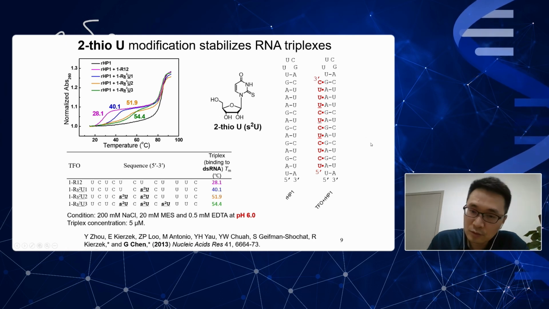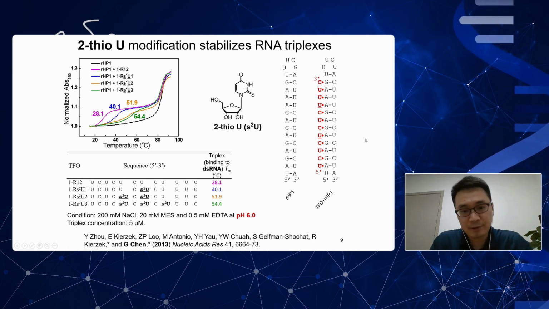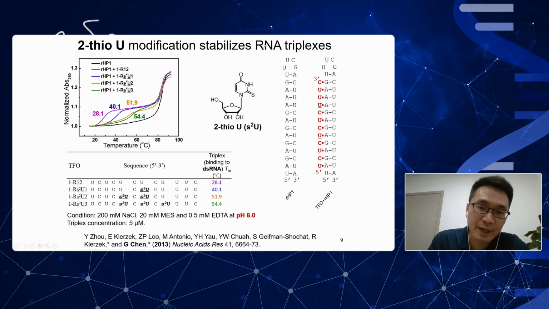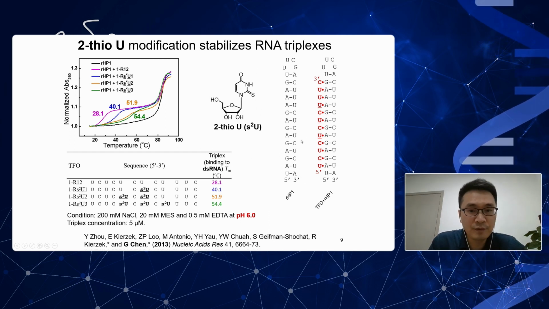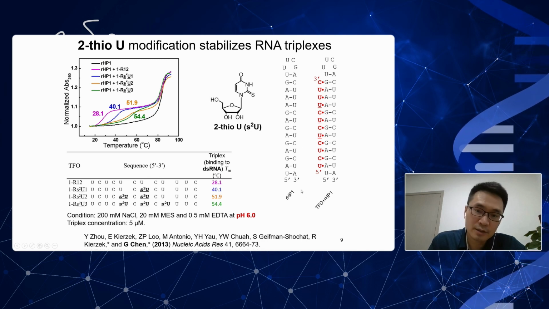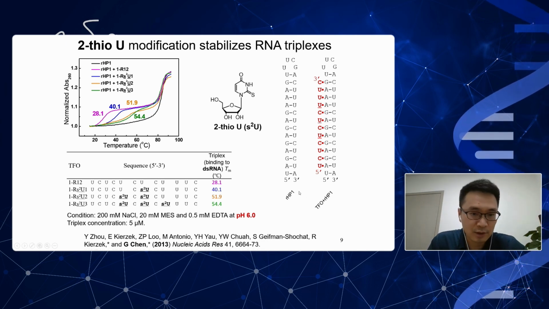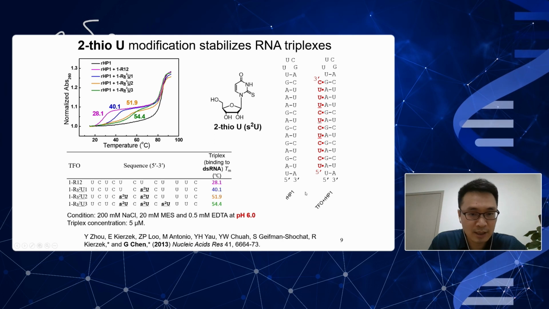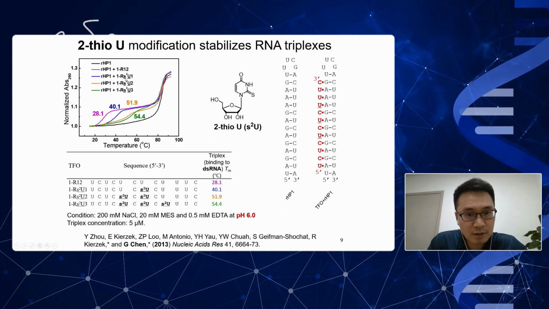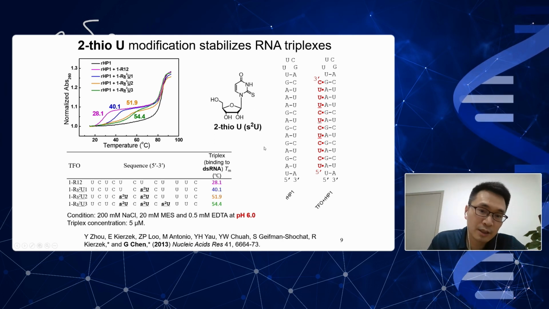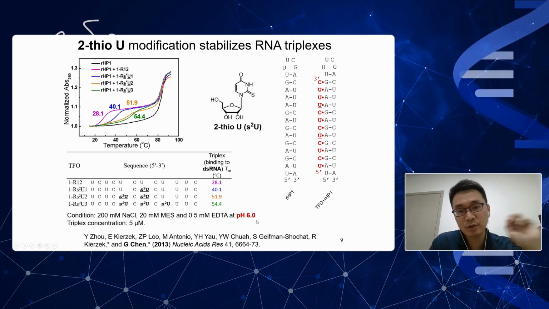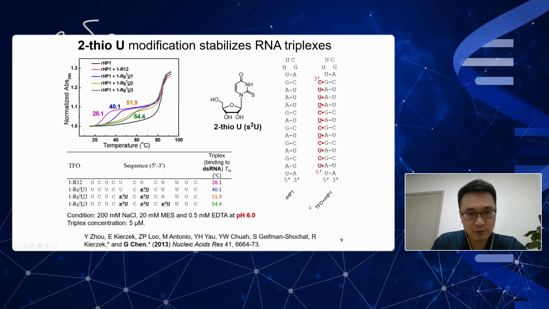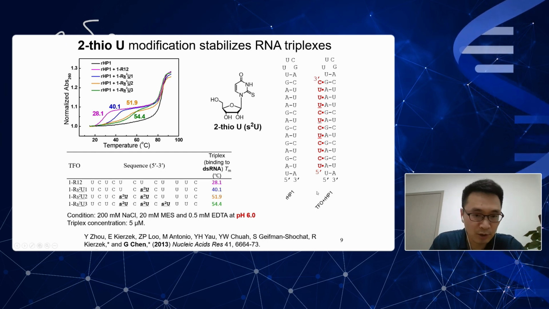And so you can see this is quite promising, right? By simply modifying the base of the third strand, you can enhance the binding between the third strand and the preformed duplex structure. But the problem is, as I already mentioned, this thermal melting study was done at pH 6.0, which is not really a physiological pH. So that means we have to solve this pH problem.